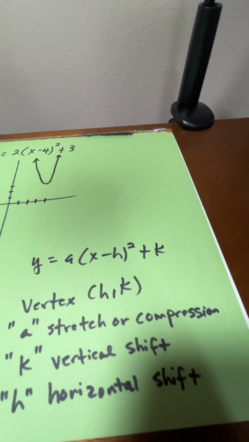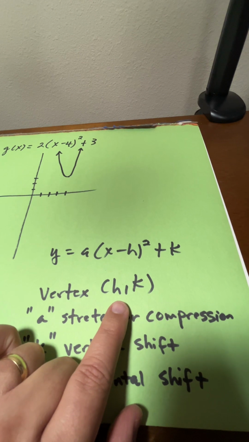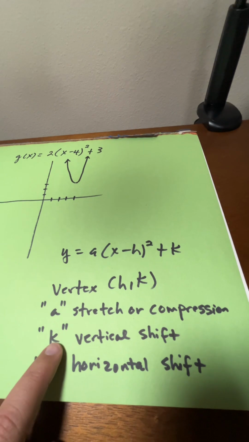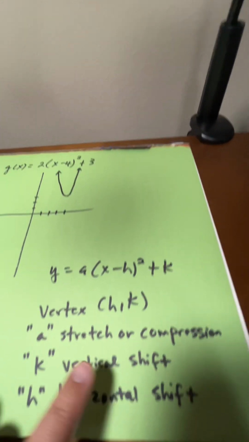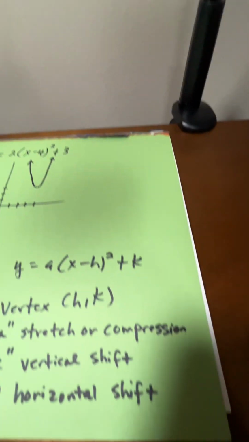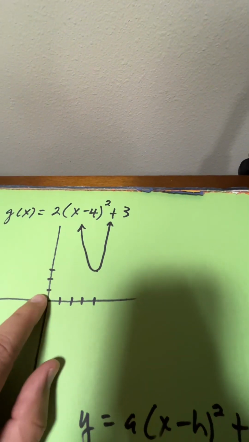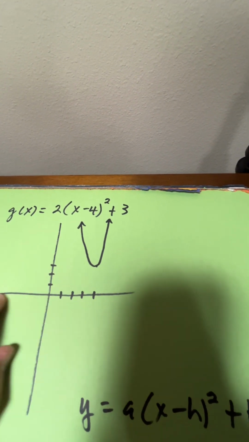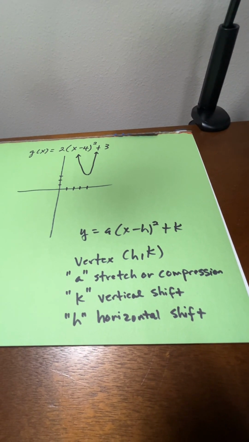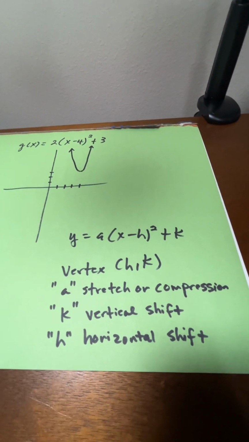So here's a little summary of all that. Here's the general formula. Of course, the vertex is the h, k value. The a is either a vertical stretch or a compression. The k value is a vertical shift. If it's plus 3, it's up. If it's minus 3, it's down. And then we talked about the horizontal shift for h. If this is minus 4, then it's going to the right. If it's plus 4, it's going to the left. So this is a little bit of a summary on changes that can happen: shifts and reflections and compressions and stretches and all that kind of stuff.